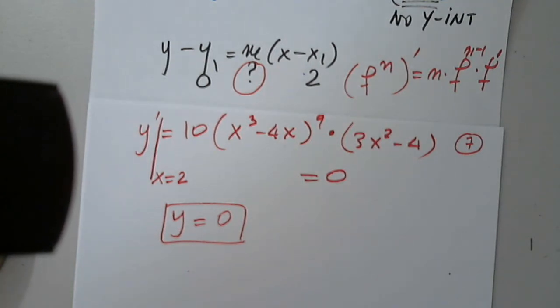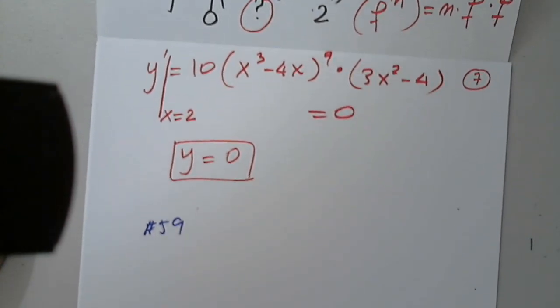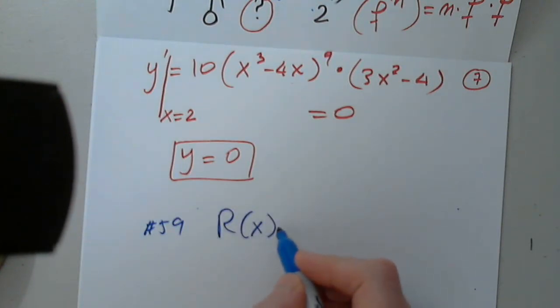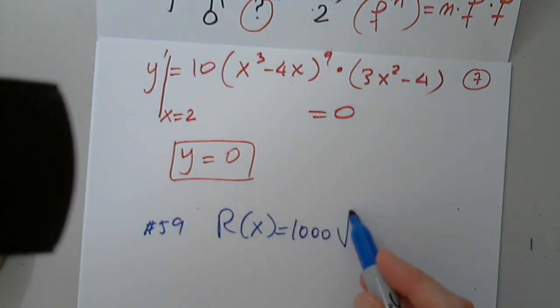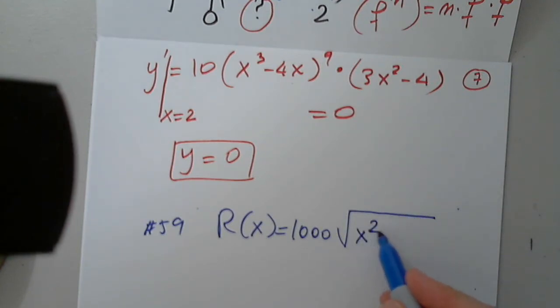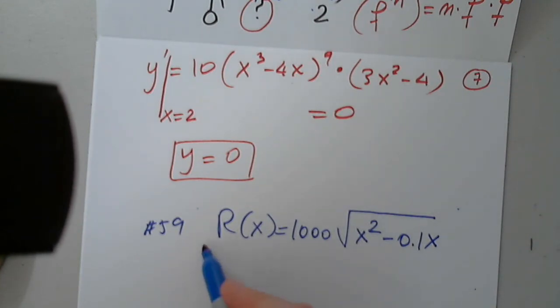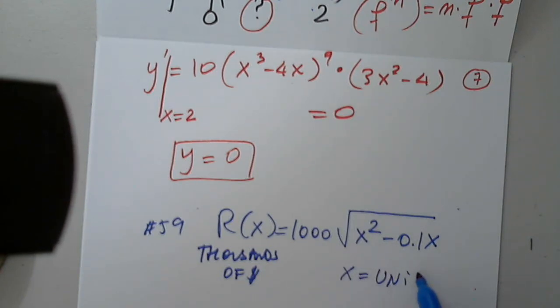Okay. So I would like to look at problem 59. I can't open the book. Total revenue. So we have the total revenue R of x equals 1,000 times the square root of x squared minus 0.1x. R of x is the total revenue in thousands of dollars from the sale of x airplane units. Find the rate at which total revenue is changing when 20 are sold.